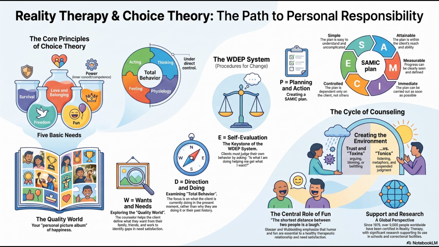The text places a massive emphasis on the therapeutic environment. Before a counselor ever introduces the WDEP system, the absolute prerequisite is establishing a highly supportive, trusting relationship. Okay. The therapist must avoid what are called toxic behaviors. Toxic behaviors being things like blaming, criticizing, arguing, or demanding that the client change immediately. Right. You cannot skip to evaluation when someone is actively bleeding, emotionally speaking.